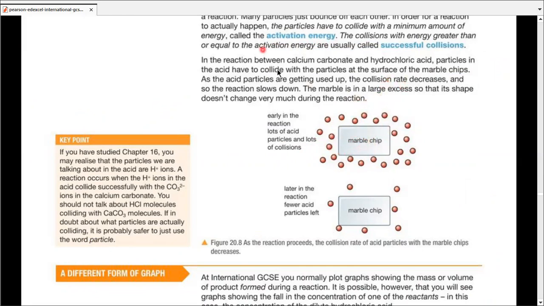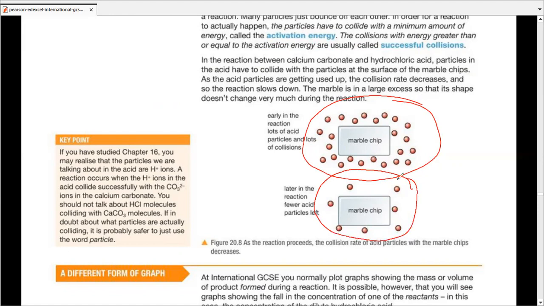So what happens is that at the start of the reaction, there are a lot of acid molecules, as you can see in that diagram. This is the very early part of the reaction. We have enough acid, and a lot of acid particles try to attack the marble chip at the same time. So the rate was higher, and a large amount of carbon dioxide was produced at the start of the reaction.